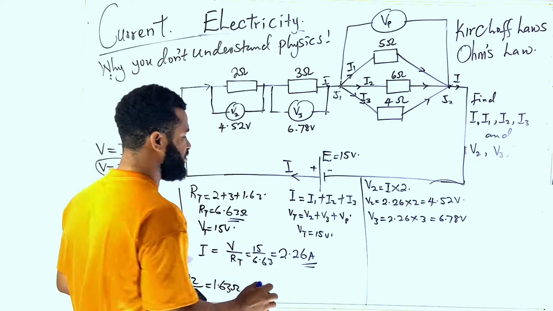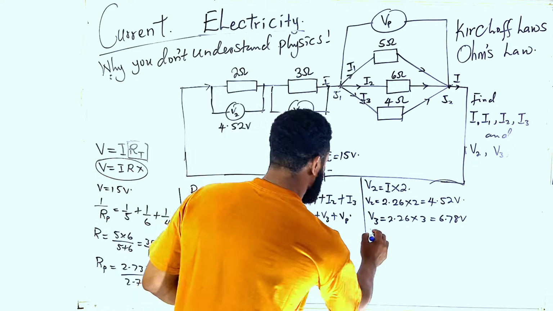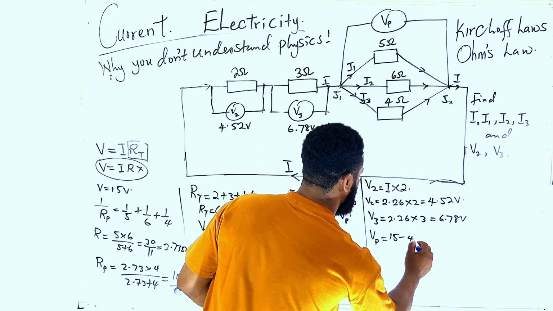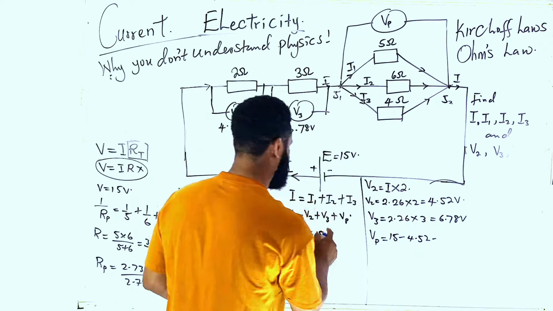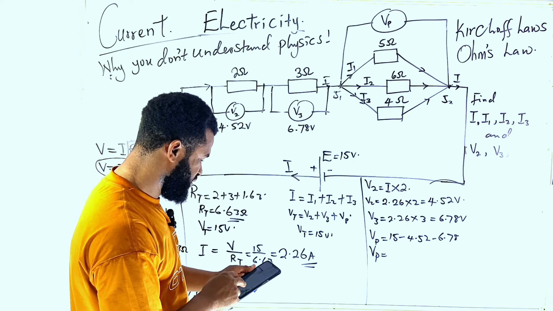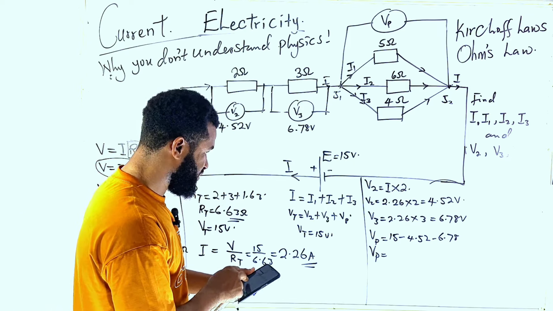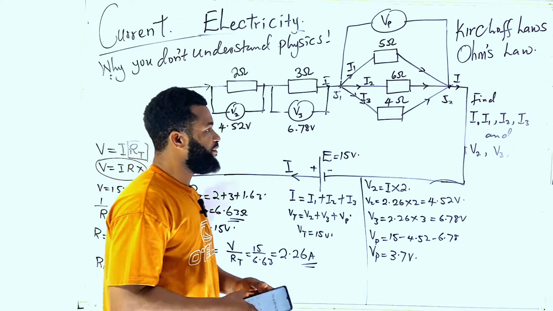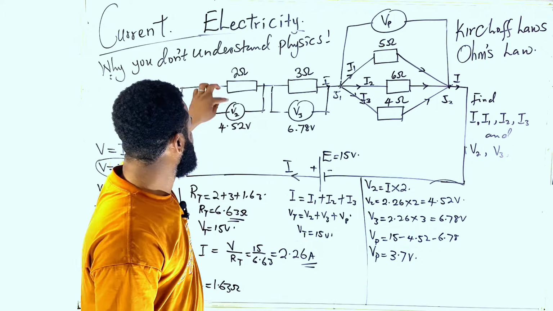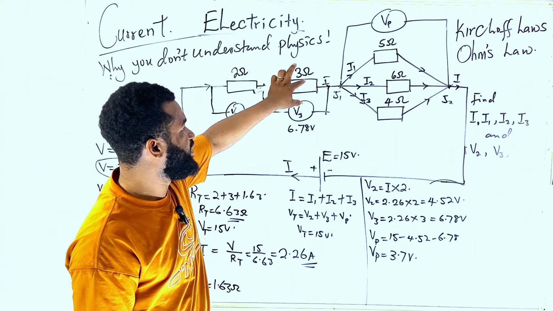You see, now to find VP, I'm going to make this the subject of the formula by saying 15 minus V2, V2 is 4.52, minus V3, which is 6.78. So VP is going to be equal to 15 minus 4.52 minus 6.78, which is going to be 3.7 volts. Okay, so I have gotten V2, V3, VP. So you see the way I'm getting them. Ohm's law on this one, Ohm's law on this one.